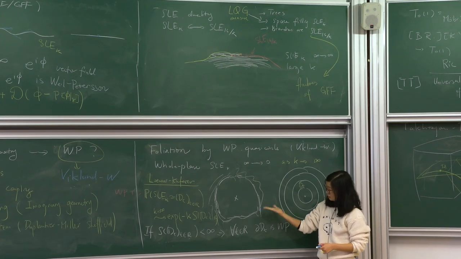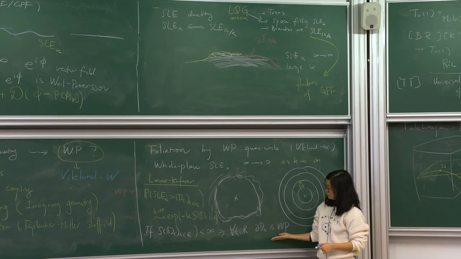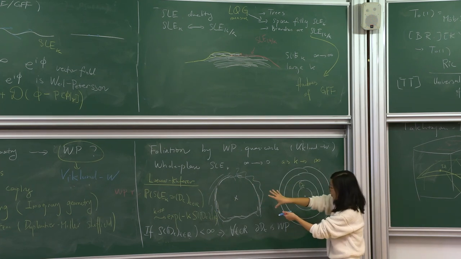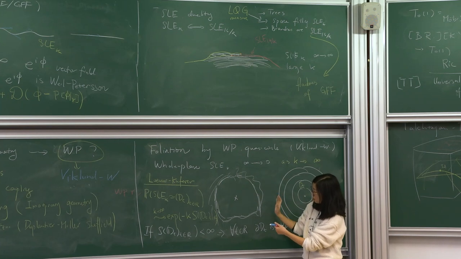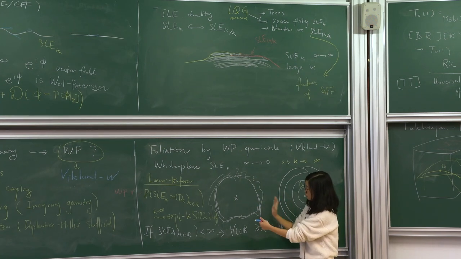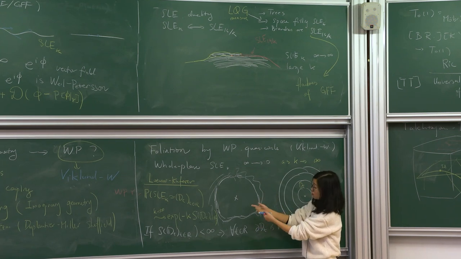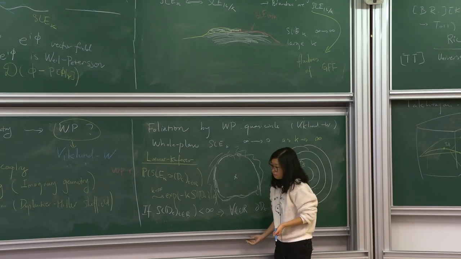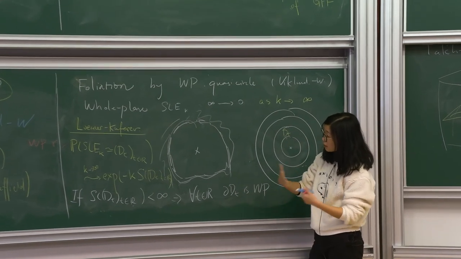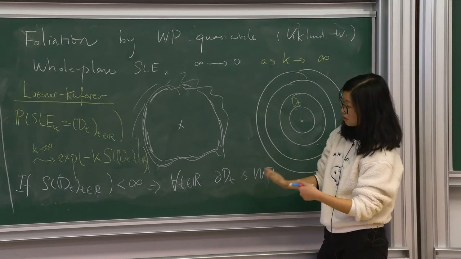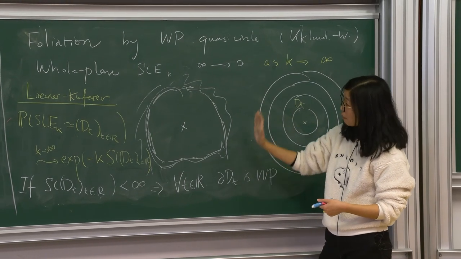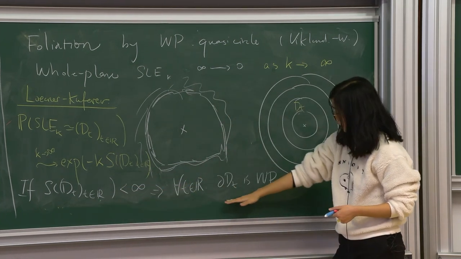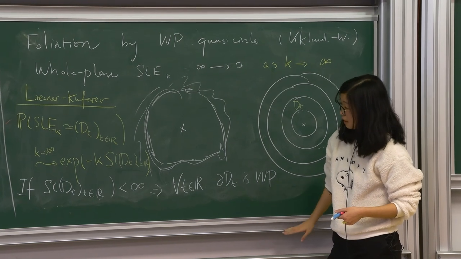But this thing is called Loewner-Kufareff because it's actually a way to describe evolution using the Loewner-Kufareff equation, and one needs to plug in a measure, a driving measure instead of a driving function, to generate this foliation. And analytically, it's a very tough question to say what kind of domain you get if my measure satisfies such and such property. Here, it's really inspired by the SLE duality. We can show that if this energy is finite, then all the leaves, I know exactly how they look like.